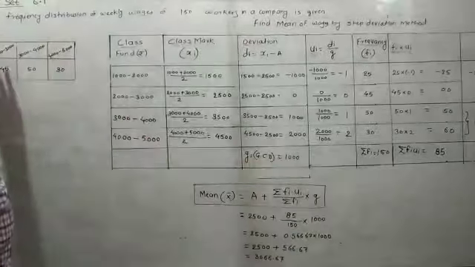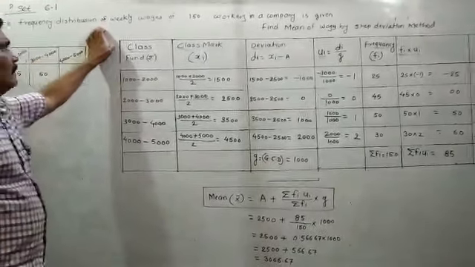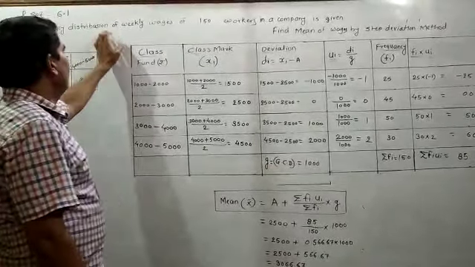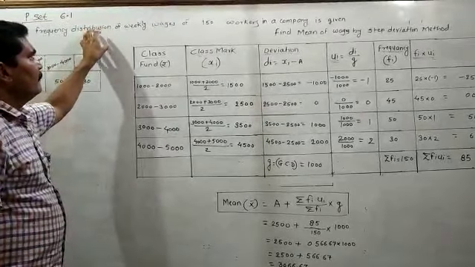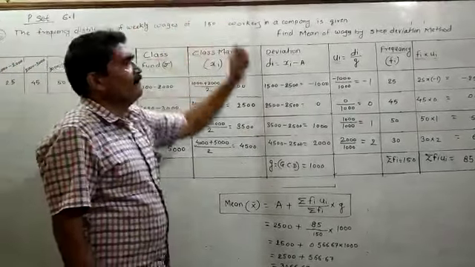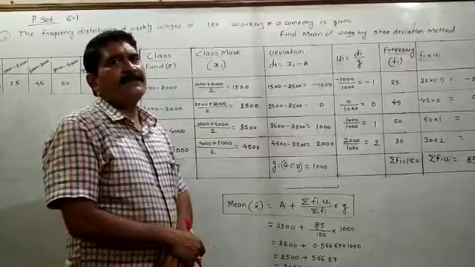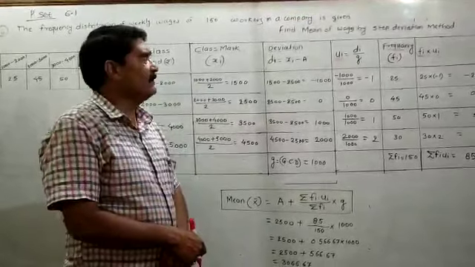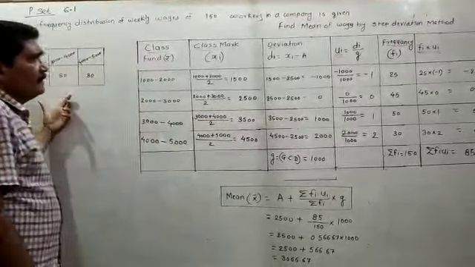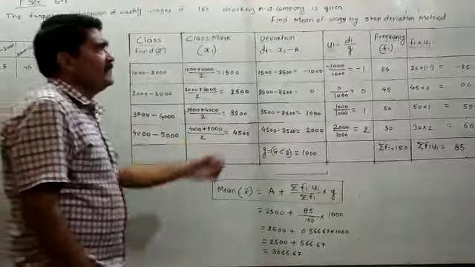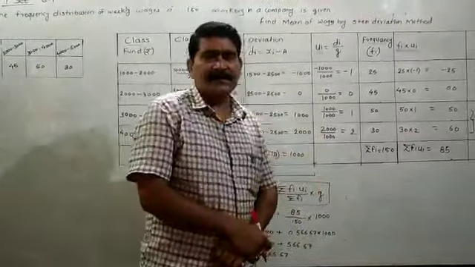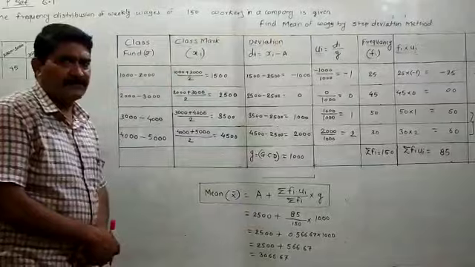Last example: the frequency distribution of the weekly wages of 150 workers is given. Find the mean wages by the step deviation method. You have to find out the mean by the step deviation method.